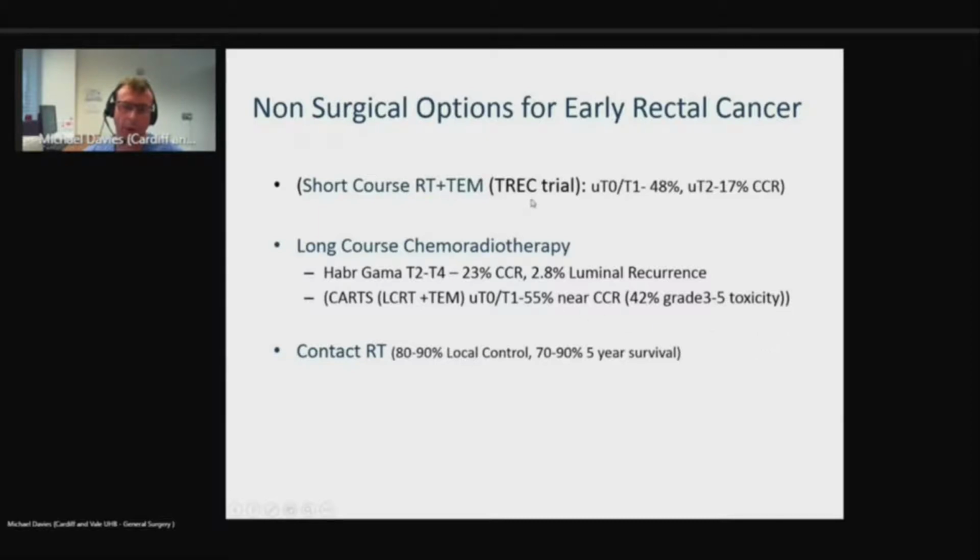Well, we get some idea from the TREC trial that short course radiotherapy can be helpful in selected patients. Long course chemoradiotherapy, from the Habr-Gama data, watch and wait data shows that in this wider spread group of patients, which are not all early cancers, we can still get a significant complete clinical response, which is actually higher in early tumours. But contact radiotherapy really provides something helpful in frail patients with 80 to 90% local control and 79 to 90% 5-year survival, which may not seem great for early tumours, but in a frail group of patients, I think these results are very good.